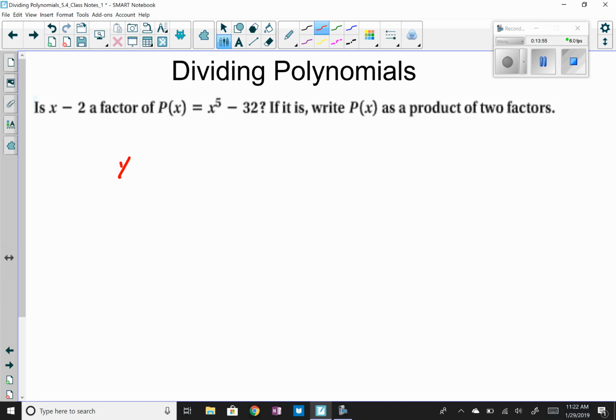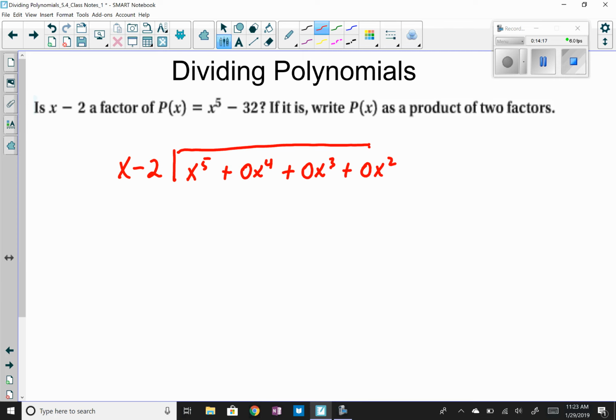So I have x minus 2. Okay, now I have x to the fifth minus 32. Got a lot of placeholders to put in. So I need something to the fourth power, so 0x to the fourth. I need something to the third power. I need something squared. And I need something to the first power before I write the constant in, negative 32. Okay, so we're ready to divide.